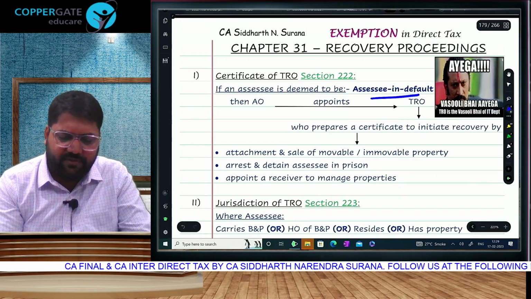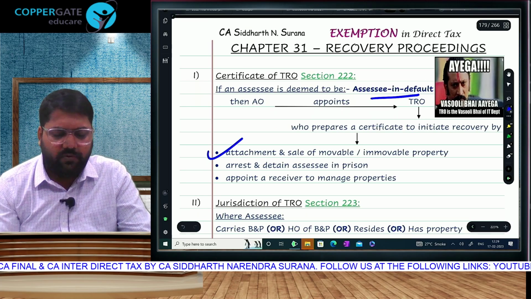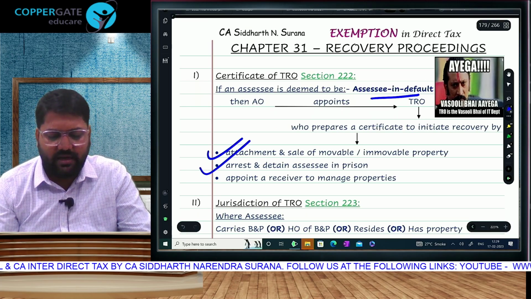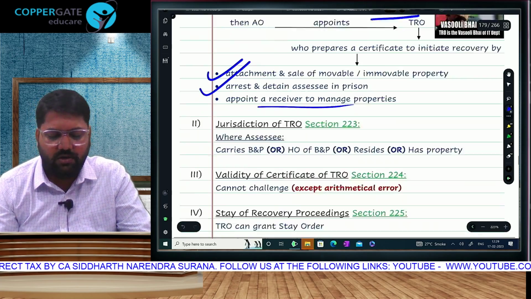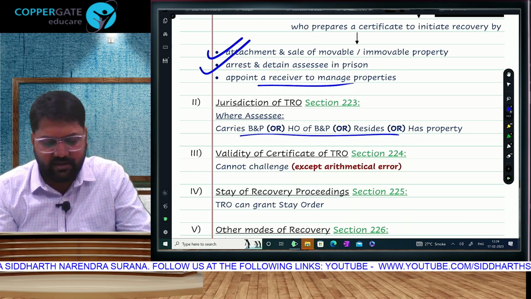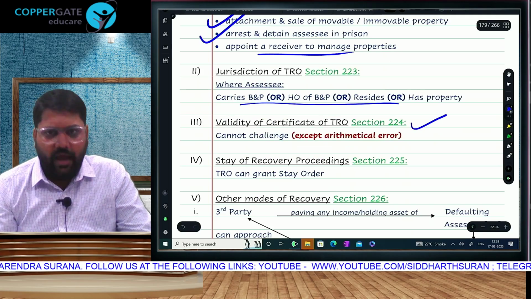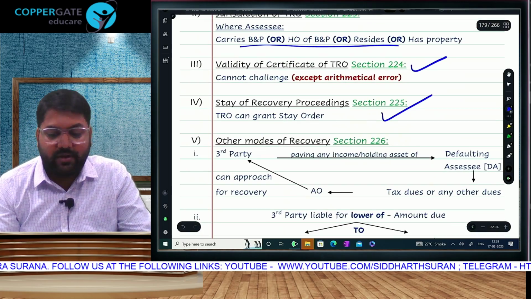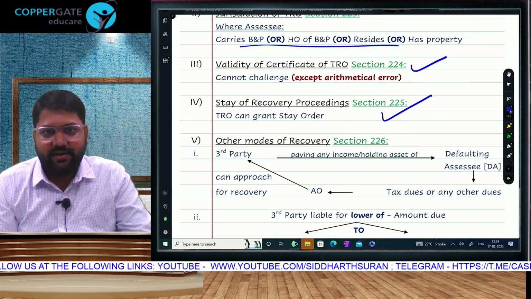Whenever you are assessed in default, then the TRO will come and take away your movable and immovable property. If you are completely penniless, a beggar, he will take you away and appoint a receiver to manage your property. Jurisdiction in income tax has become totally irrelevant. You cannot challenge the TRO certificate except if there is any arithmetical error. TRO can grant you stay. This is why CIT appeals is also entitled to grant you stay.